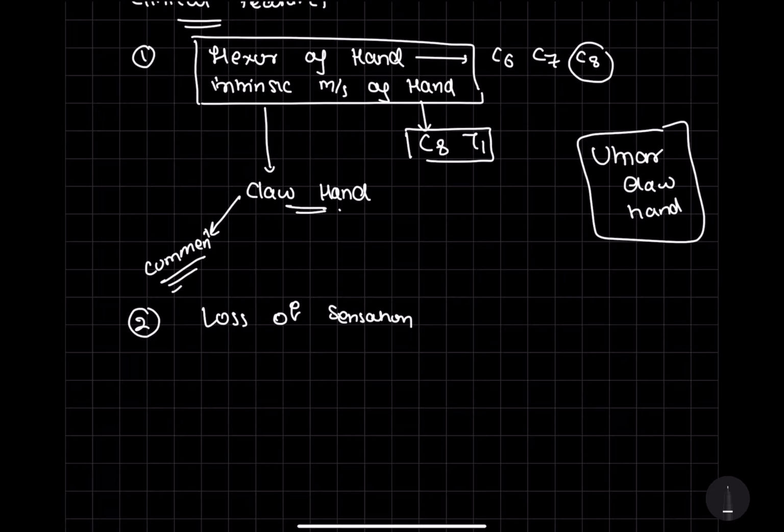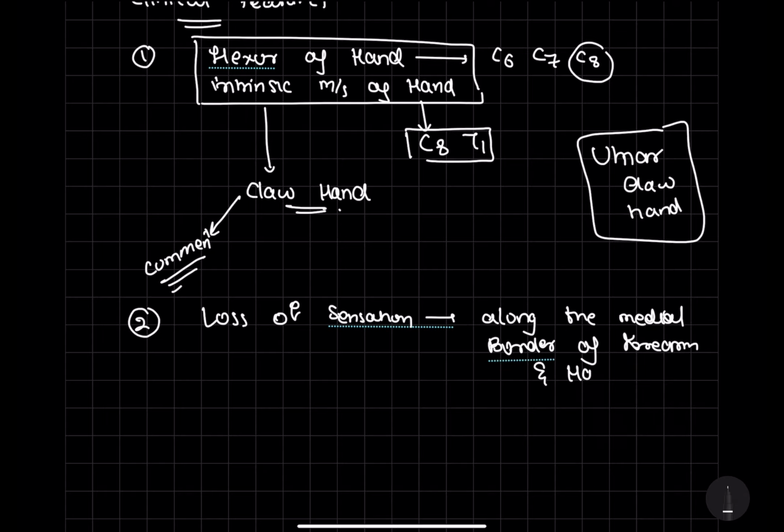Okay, where would be your loss of sensation? It would be along the medial border of forearm and hand. But why along the medial border of forearm and hand? Because this particular area is going to be supplied by the T1 nerve.